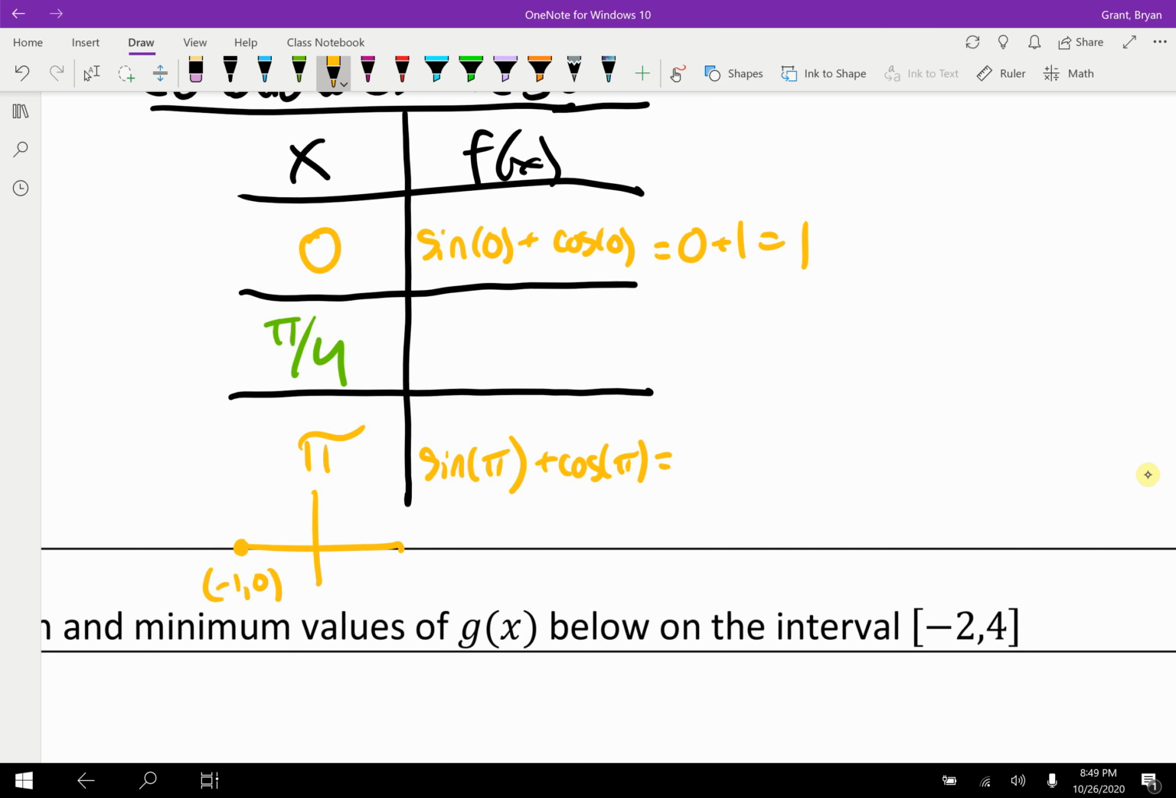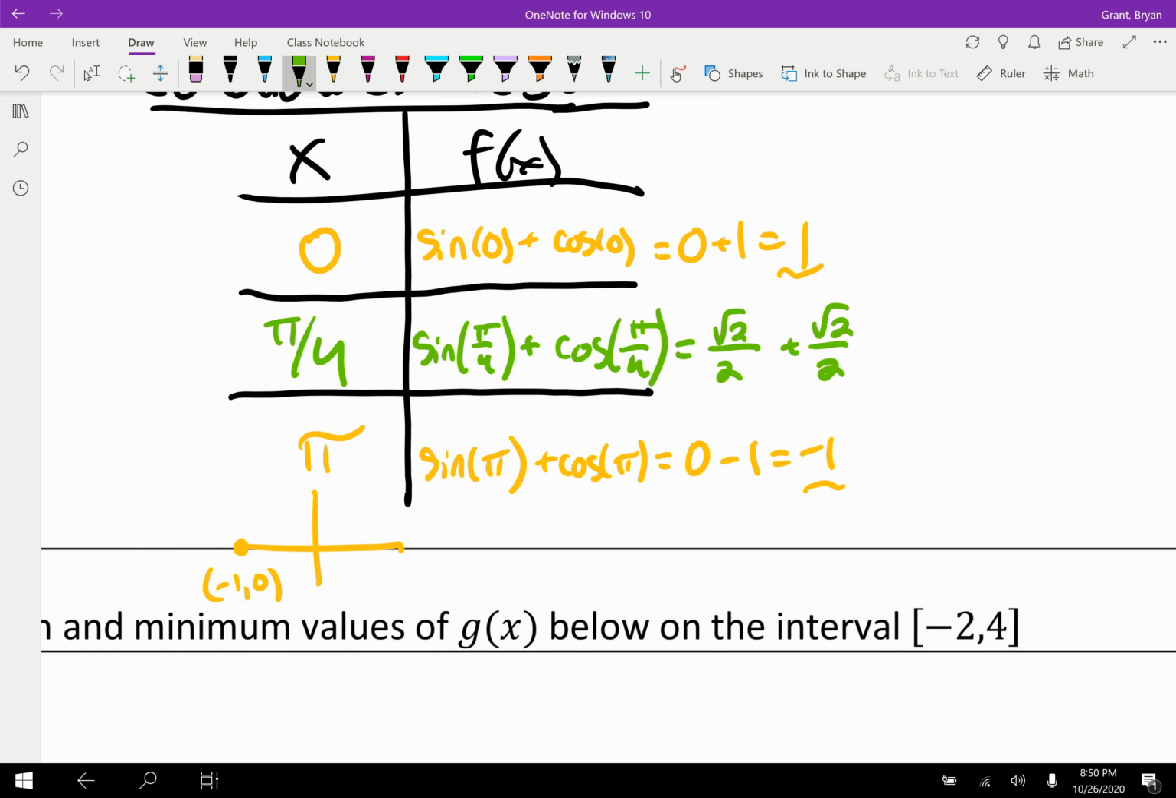Remembering that sine is the y and cosine is the x, that gets us negative 1. Okay, and last but not least, we have to roll with this one. So sine of pi over 4 plus cosine of pi over 4. And we said earlier that was root 2 over 2, so I'll work with both of those. They have to be the same value, right? They divided to get 1.